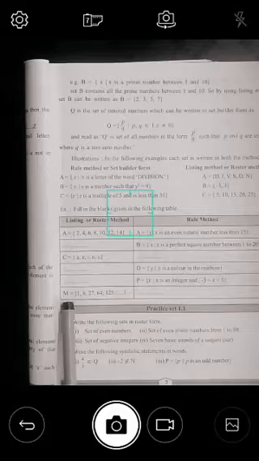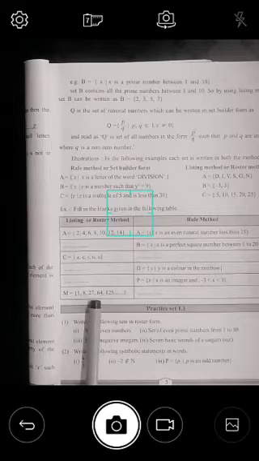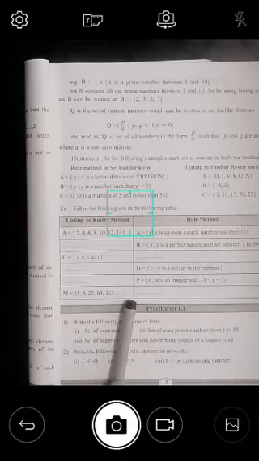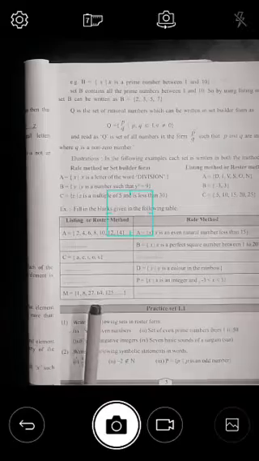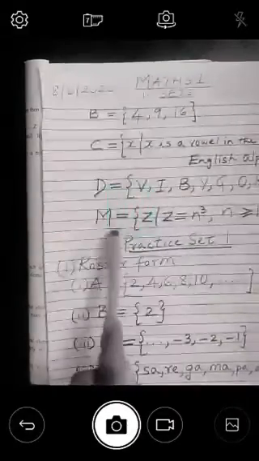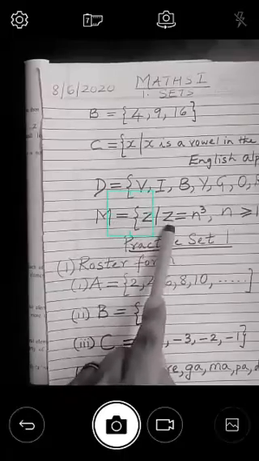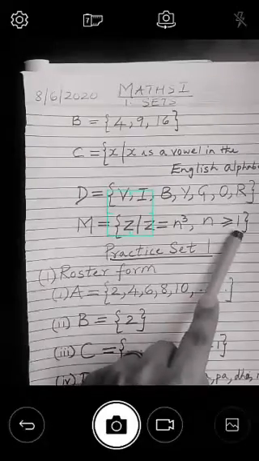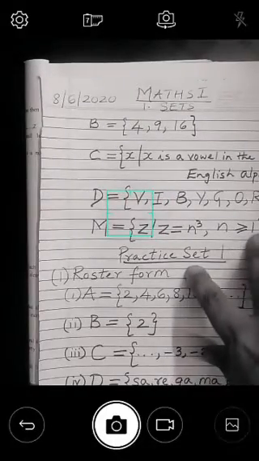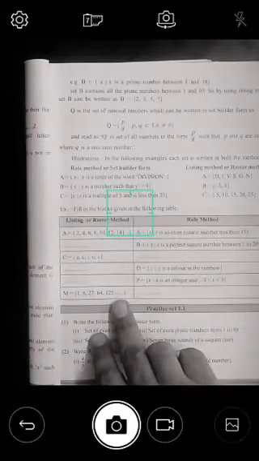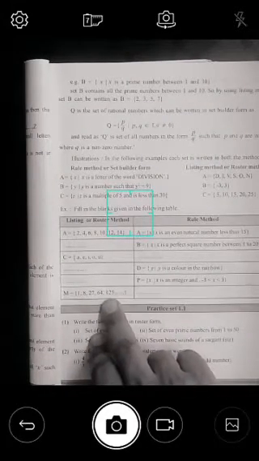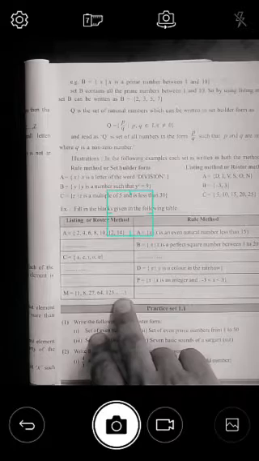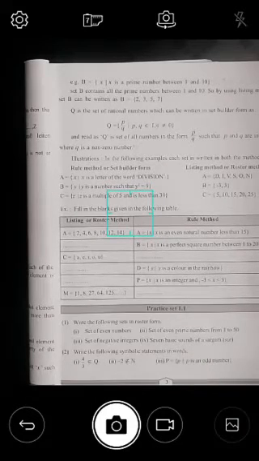And the last one, M is equal to 1, 8, 27, 64 and 125 and so on. So we will write it as M is equal to Z such that Z is equal to N cube and where N is greater than or equal to 1. The reason why we wrote N is greater than or equal to 1, because they have given you up to 125 and then so on and so forth. So it is infinite.